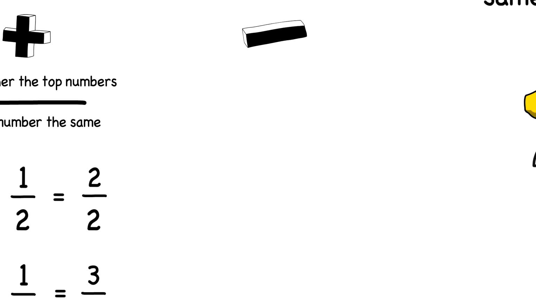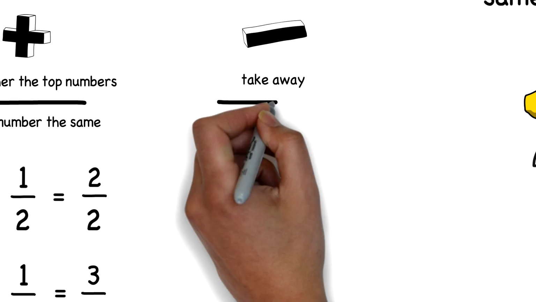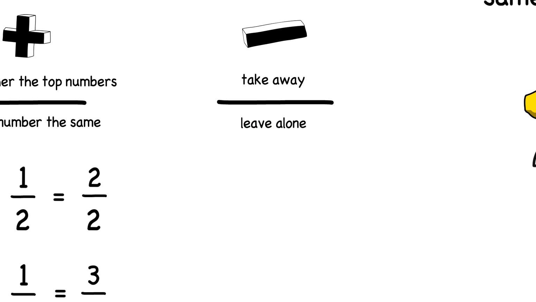With subtraction, again, similar rule. Instead, we take away the top 2 numbers, but we do still leave the bottom number exactly the same. Let's say we had 3 over 4 minus 1 over 4. 3 take away 1 is 2, 4 stays the same.